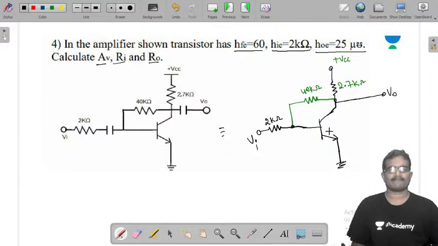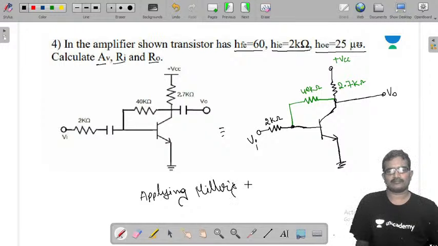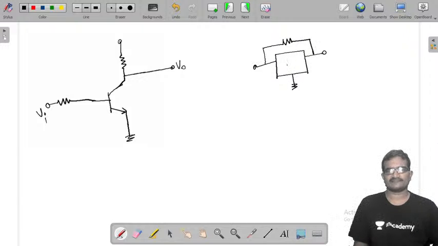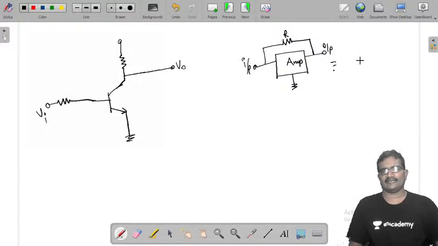What we have to do with that feedback resistor is very simple. Just apply Miller's theorem. Miller's theorem states that if a resistor is connected between input and output of an amplifier, it can be replaced by its equivalent at the input side as well as its equivalent at the output side.